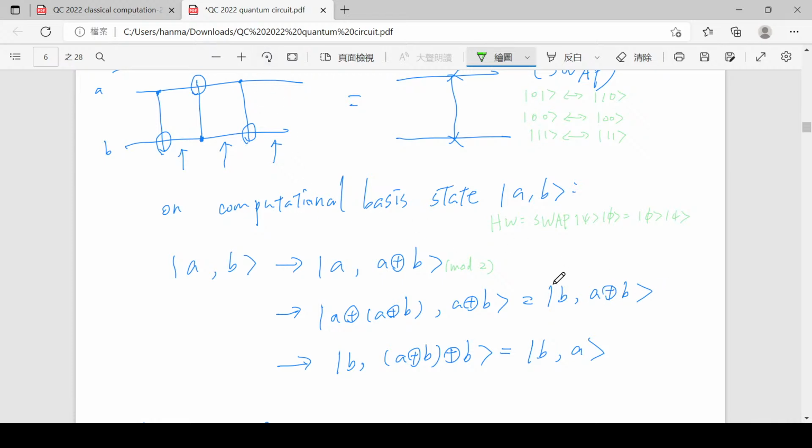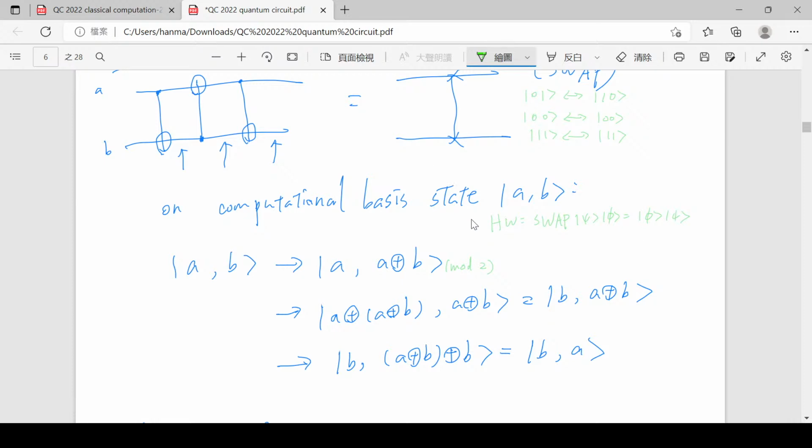Then finally, on the last time slice, the first qubit is the control, so it's state B. And the second qubit becomes A plus B, then plus B. We have the same calculation because addition is associative, so you can calculate this B plus B first, then it cancels out, and you just have B and A. So we proved that this circuit acting on computational basis states is a swap. And here we have the homework.